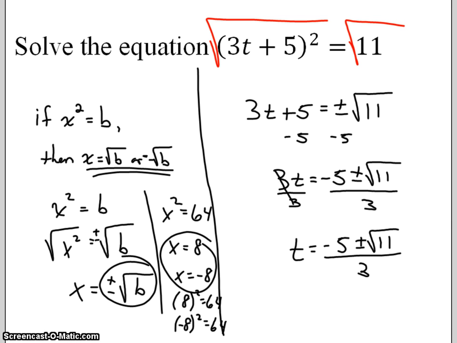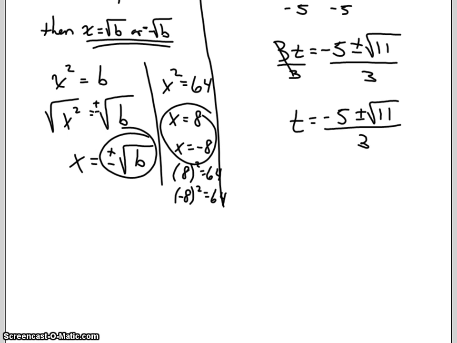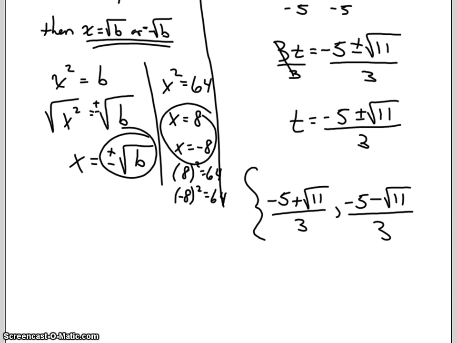Now there's two answers here. So the solution set, this is the exact answers, negative 5 plus the square root of 11 over 3, or negative 5 minus the square root of 11 over 3. So these are the two answers. And everything's the same except for this middle part. That's where you separate it. One gets a plus and one gets a minus. Okay, and that's how you write the answer, the exact answer in radical form.